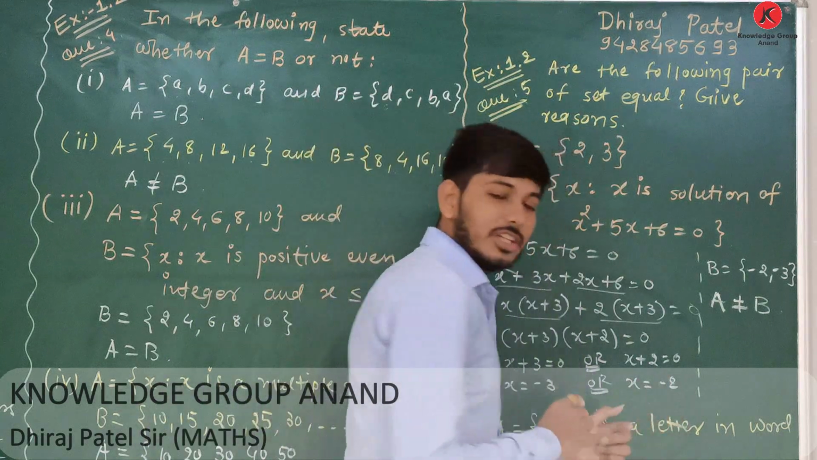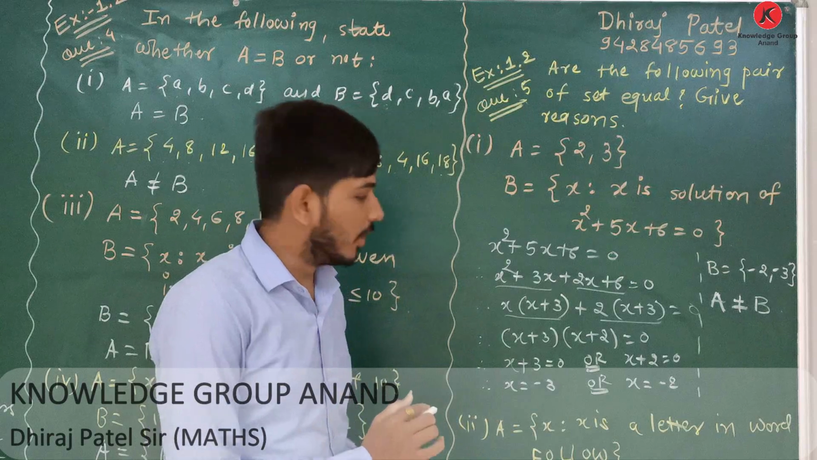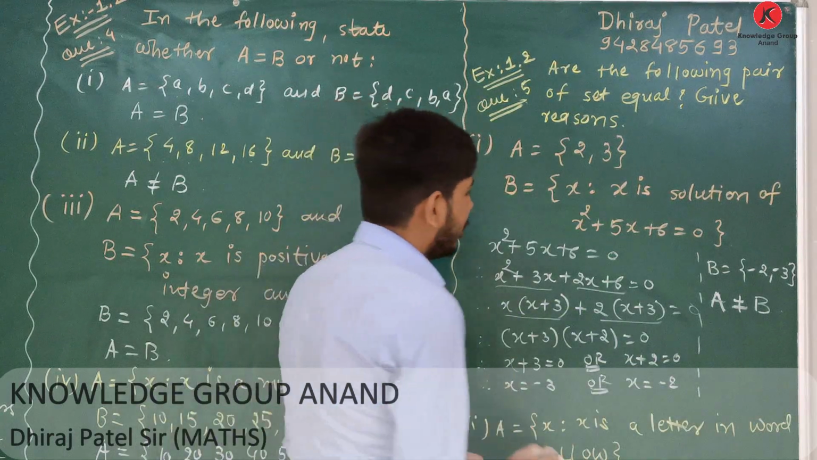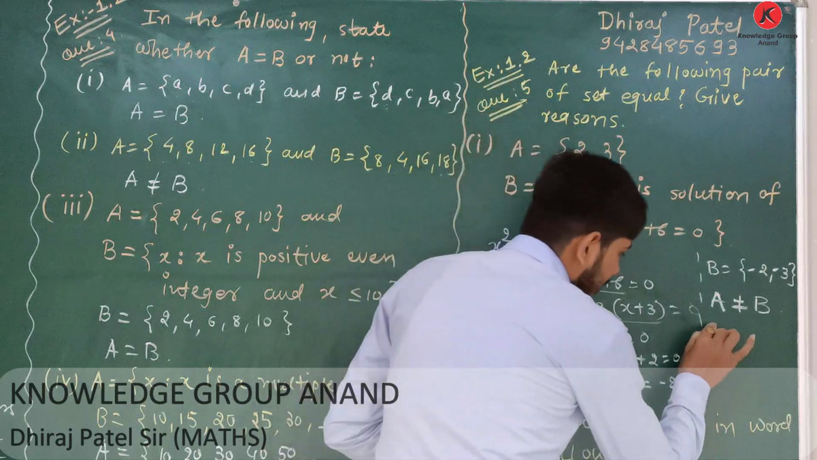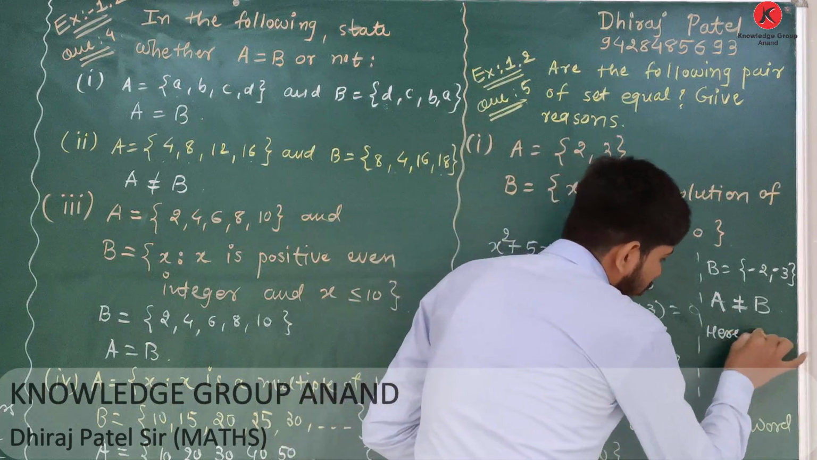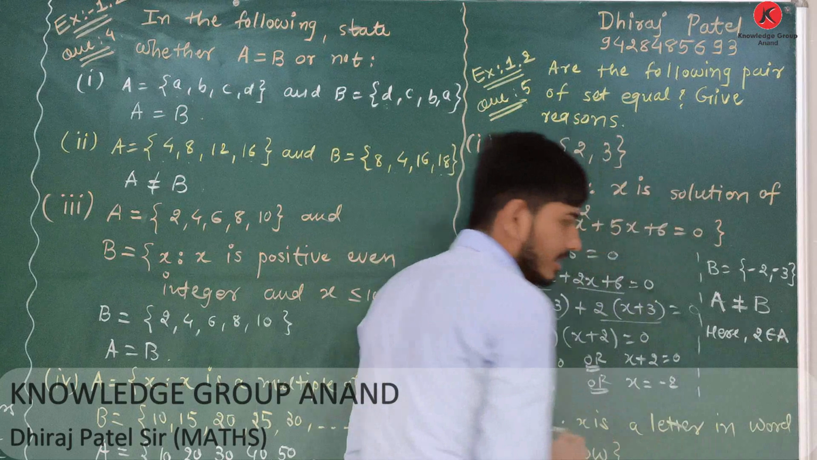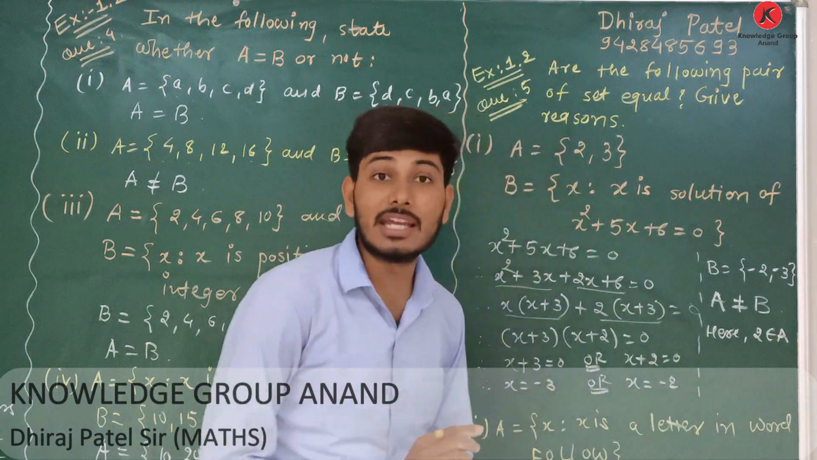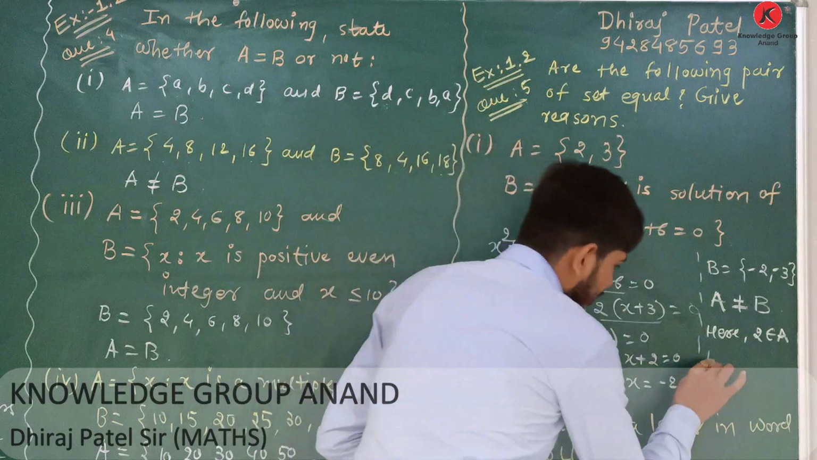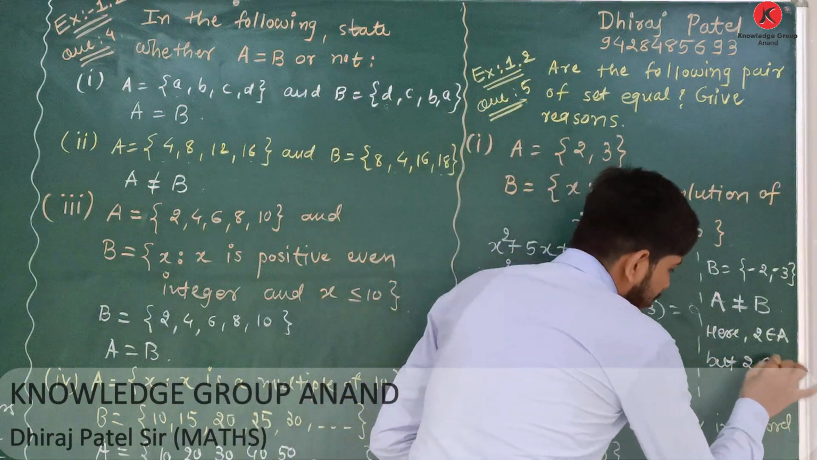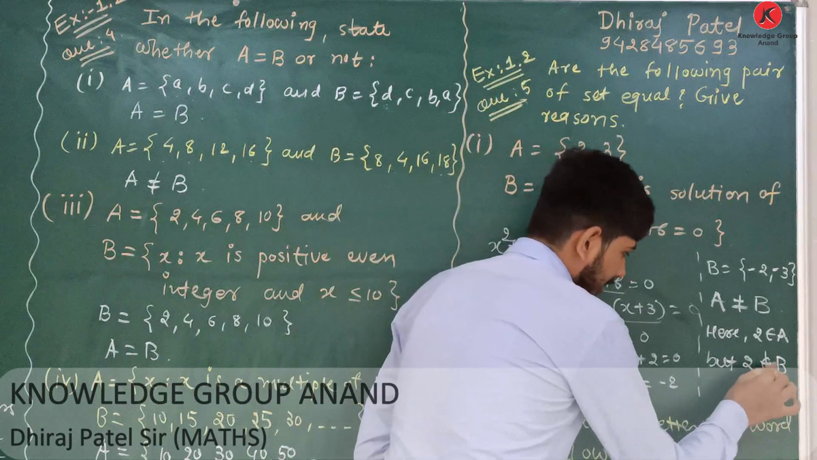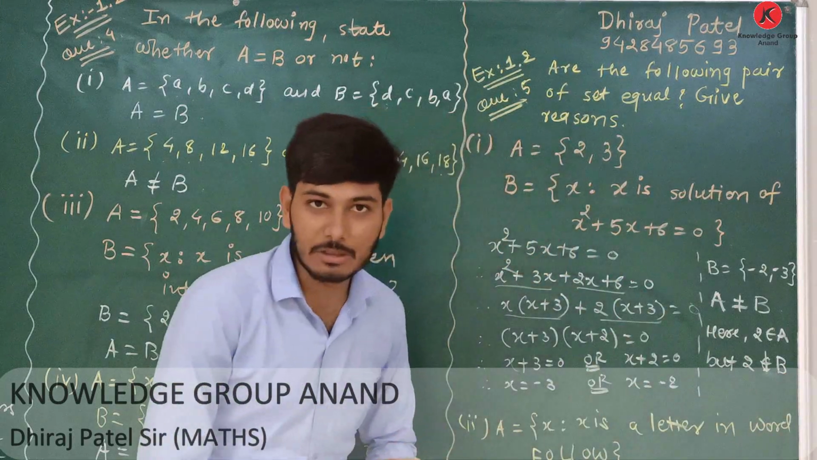So we can write in mathematical form or symbolic form. I am using the mathematical form. Here 2 belongs to A, that is, 2 is an element of set A. But 2 does not belong to B. If they are equal sets, then 2 must belong to set B.